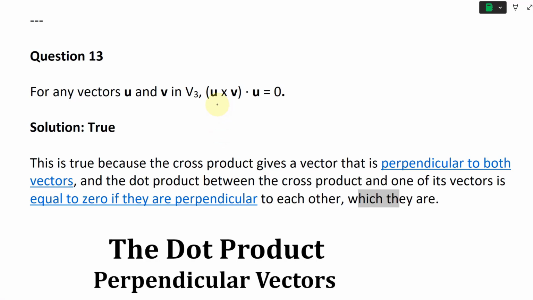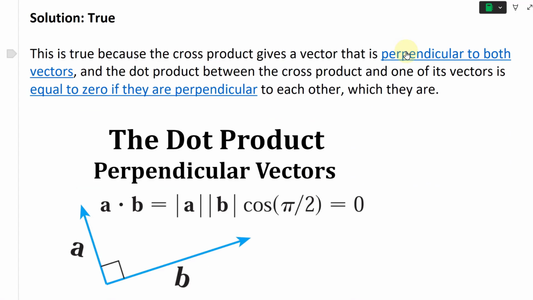So this one right here is perpendicular to u and v, and now we're doing a dot product with this perpendicular vector and u. If we call this w, then w is perpendicular to u, so w dot u has to equal 0 because it's perpendicular. So that is the case there.